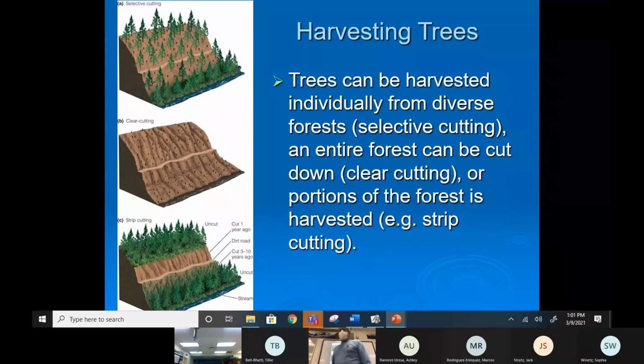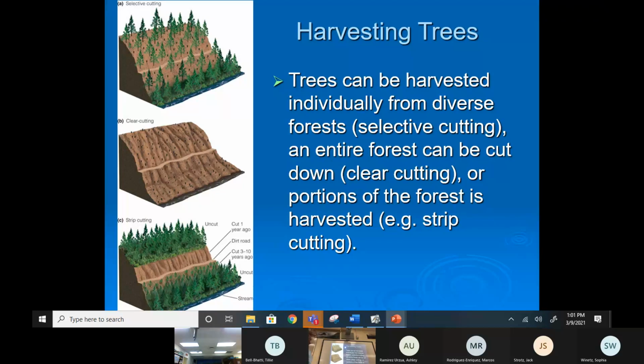Okay, let's talk about methods of harvesting trees. And they're giving the example of a slope here because one of the big impacts of cutting trees down is, especially on a slope, the impact on erosion. So keep in mind, at the bottom of this hill, there is a river, there's a creek. Think about how much erosion is going to occur with each of these different approaches.